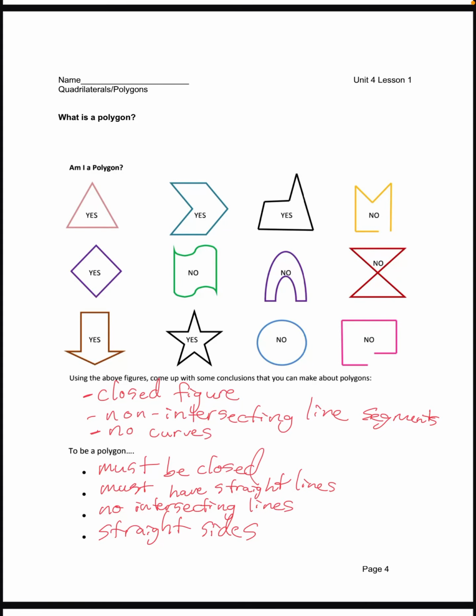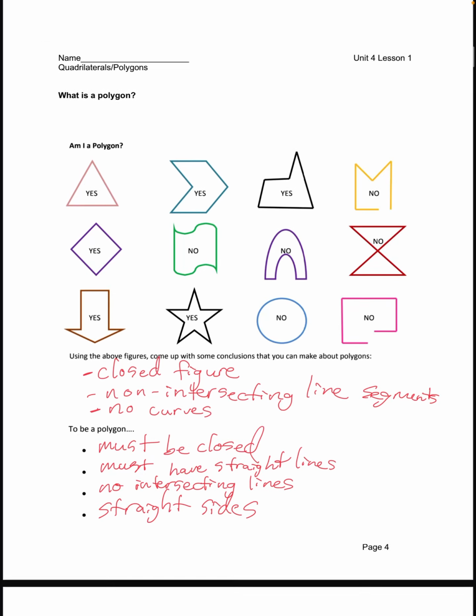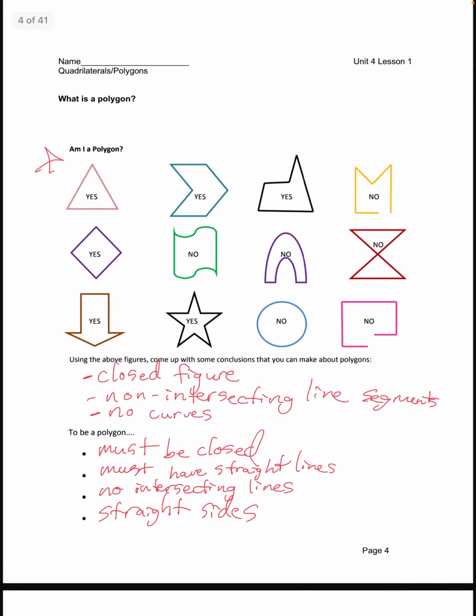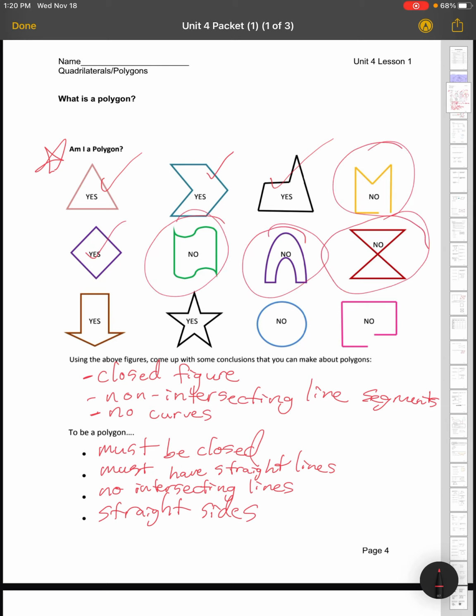So we will now be focusing on quadrilaterals, but first we have to know the definition of what a polygon is. So take a look at all of these figures down here. The ones that say yes inside of them are polygons. So here, here, here, this is not a polygon. Not a polygon, no, no, yes, yes, no, and no.